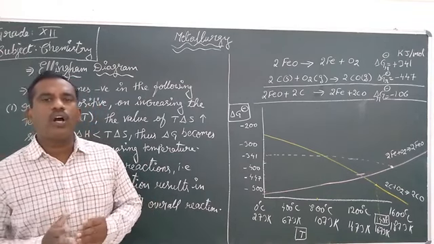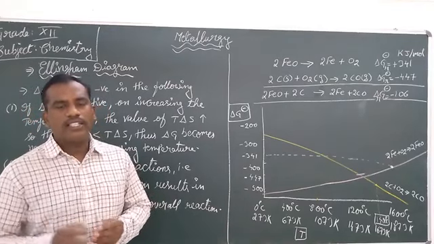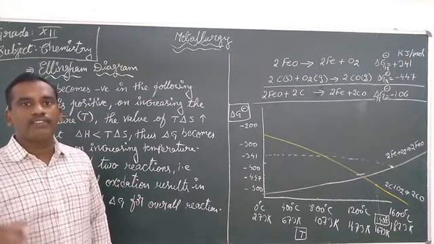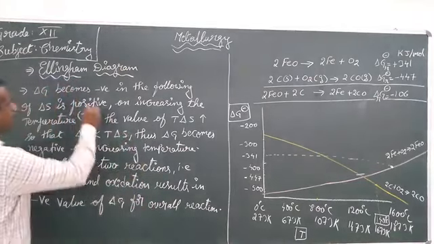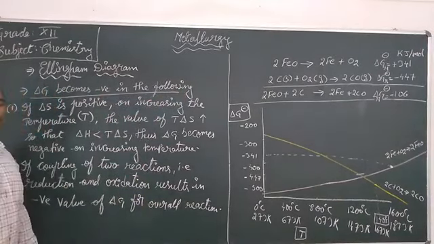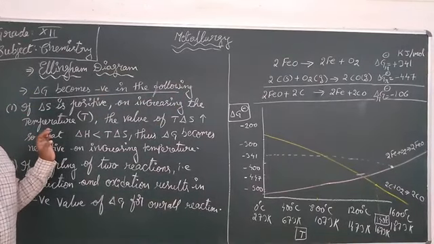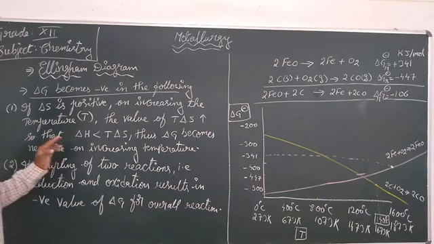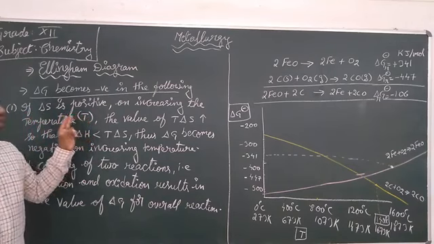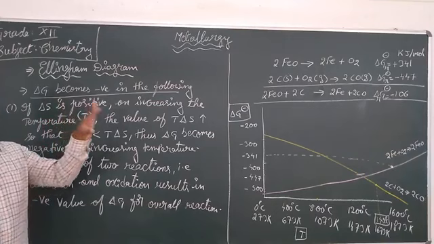Now, we are recalling the same with one more additional point. See, when will the delta G of the reaction be negative? We got here, delta G becomes negative in the following conditions. This is the point that we had already discussed, but once again we are recalling. If the delta S is positive, what is meant by delta S? Change in entropy is more.